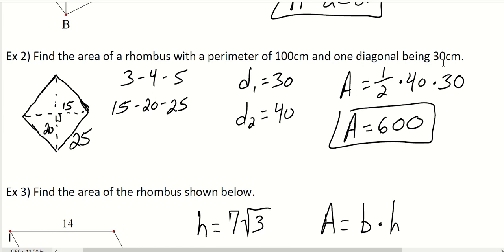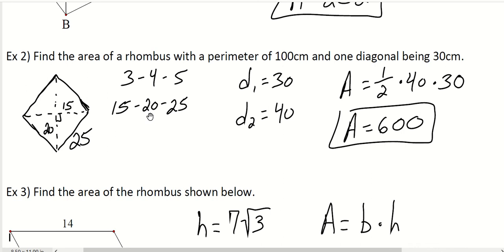We know one diagonal is 30 centimeters. Now, in a rhombus, it doesn't matter which one of these is 30, like it did in the kite, because a rhombus is a parallelogram. And in a parallelogram, the diagonals bisect each other, right? So with this diagonal here, I went ahead and said half of it is 15. So we have this right triangle, 15, 25. This is again a 3, 4, 5. 15, 25. The third side has to be 20.